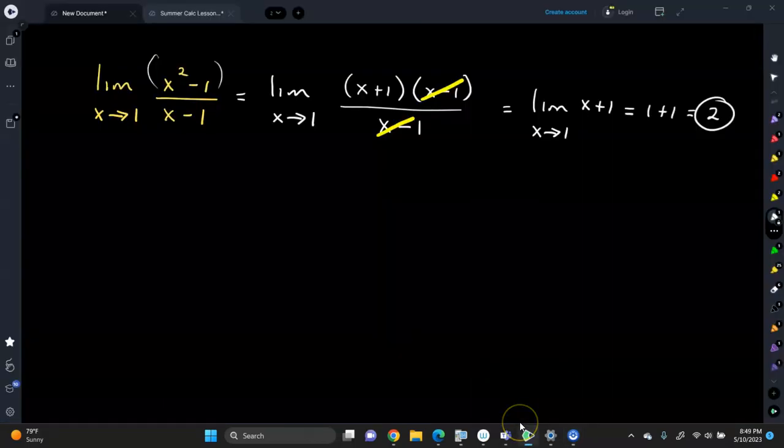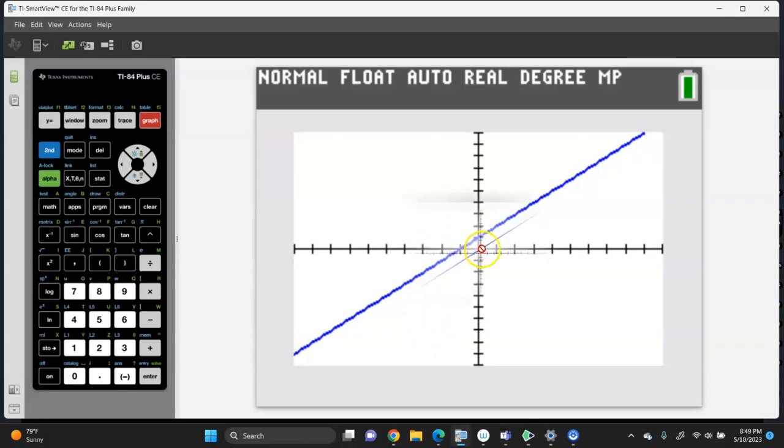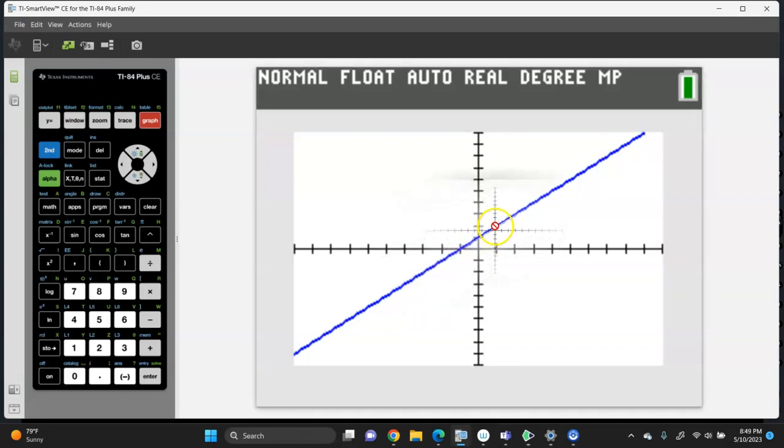Okay, let's just go back. That's okay. If we look at this, what's happening as x is getting closer to 1? y is getting closer and closer to 2. It never actually equals 2. There's actually an open circle there, right?